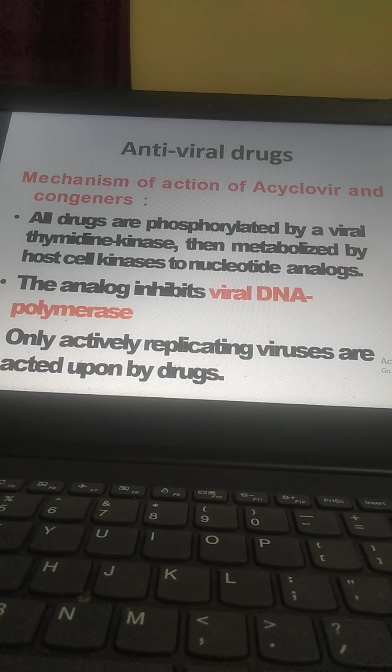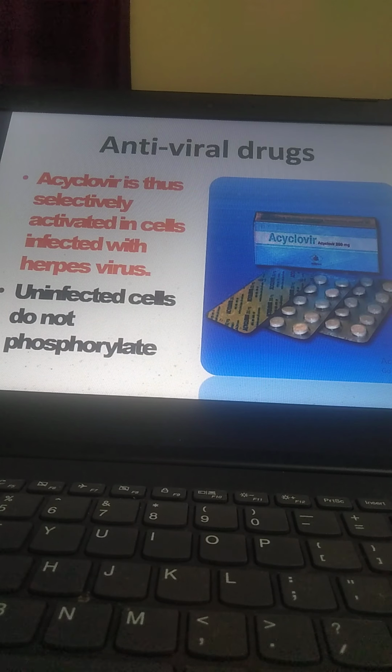The analog inhibits viral DNA polymerase. So the net result is that viral DNA polymerase is inhibited, and it kills the virus. Only actively replicating viruses are acted upon by the drugs, so the virus should be dividing and actively replicating. Acyclovir is thus selectively activated in cells infected with the herpes virus. Inside uninfected cells, it is not phosphorylated. So this is the mechanism of action of acyclovir.